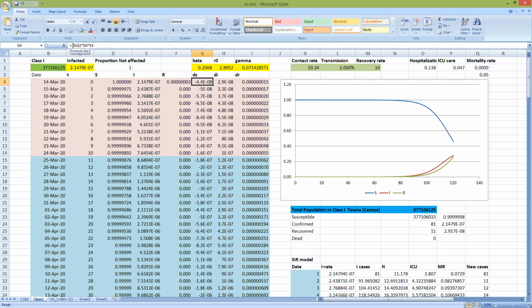And I put in a minus over here. I is the same thing, minus gamma into I. E4 is infected. So in this way, you can create formulas. Or if you want, I can send it to you. You can play around with that.